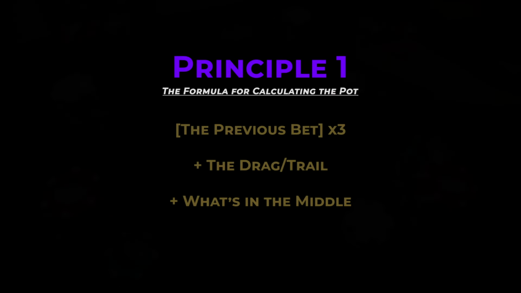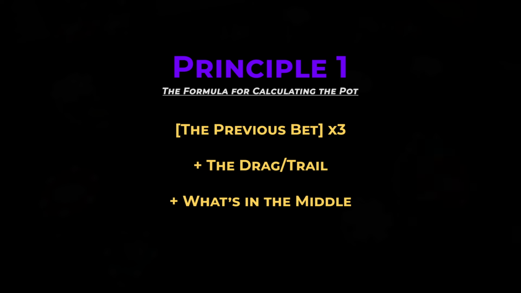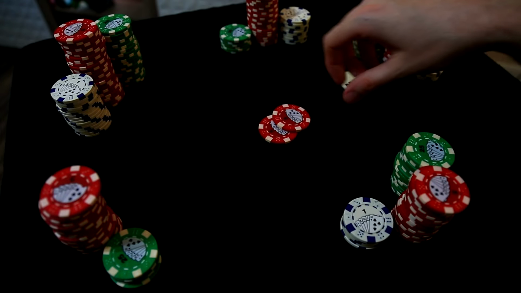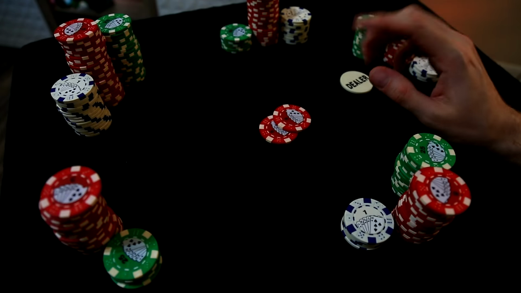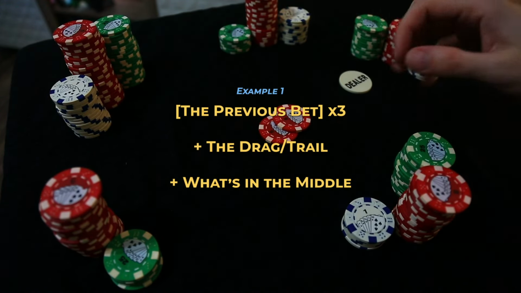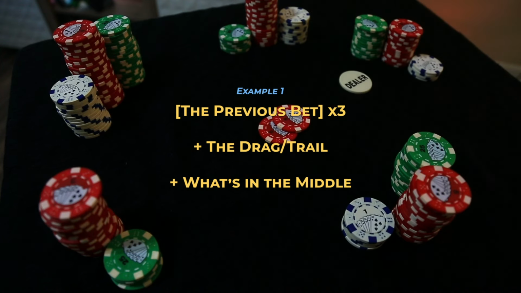To calculate the pot, the formula is the previous bet times 3 plus the drag, if there is one. Sometimes there's not a drag, sometimes there is, but back to the beginning: the previous bet times 3. This is a formula, and if you can get the formula down, then you insert the variables into these spots. Here's the pot, $10. The formula is the previous bet times 3 plus the drag, if there is one, plus what's in the middle.